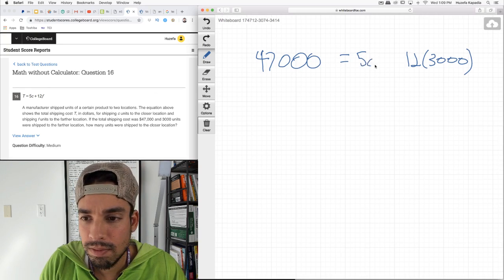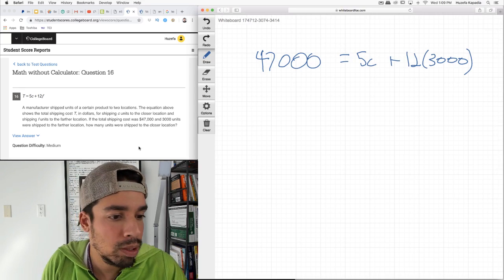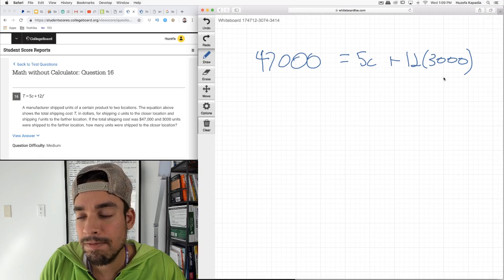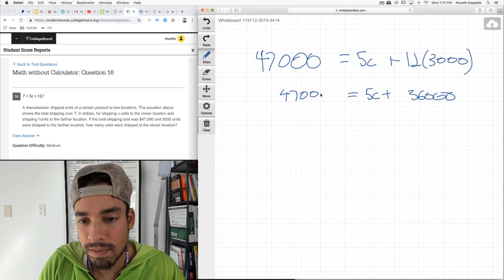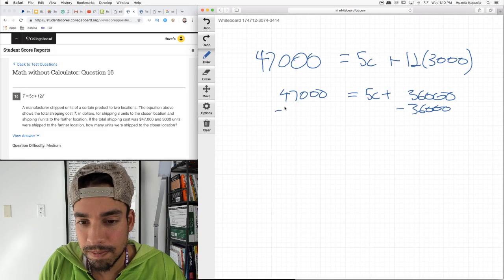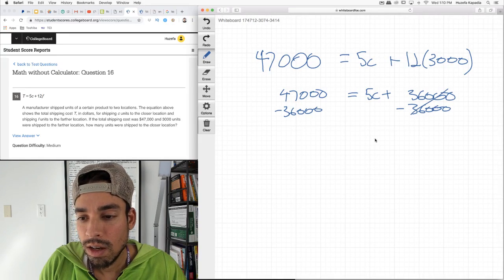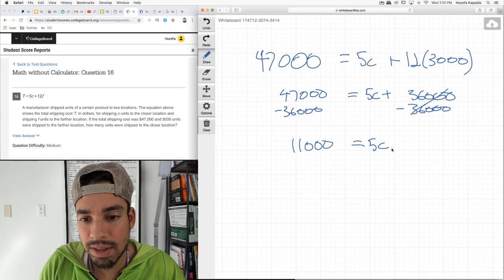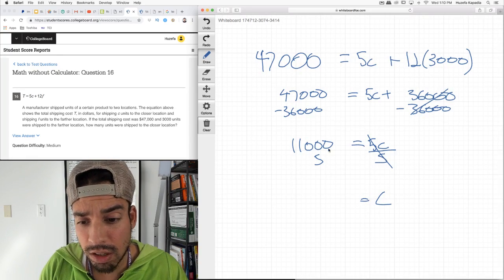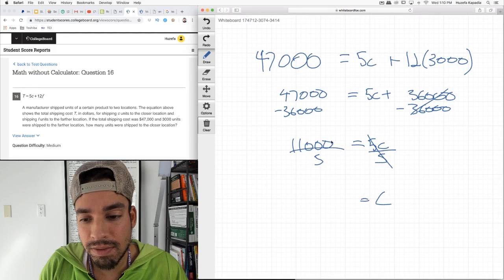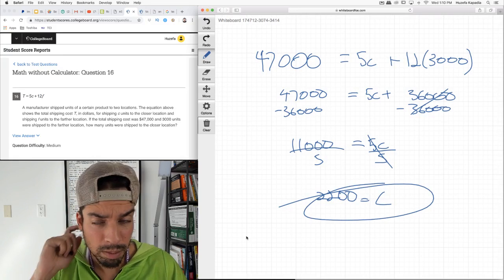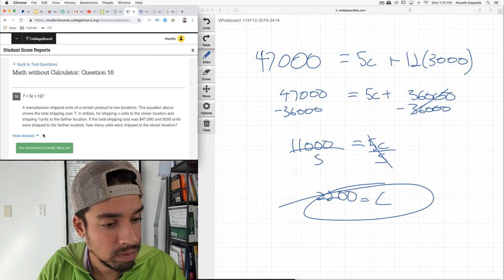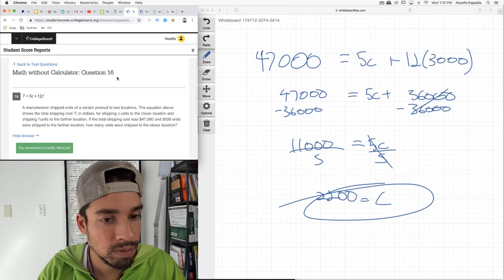Plug it in for F. How many units were shipped to the closer? Boom. Guess what? All we got to do is isolate, solve for C. 12 times 3,000 is 36,000. Subtract 36,000. I get 5C equals 11,000. Divide by 5. This is no calculator, so can't use a calculator. My trick here is when I divide by 5, I take off a 0 and times 2. So it should be 2200. But you could do it out if you wanted to, long division. Yeah, 2200. All right, sweet.